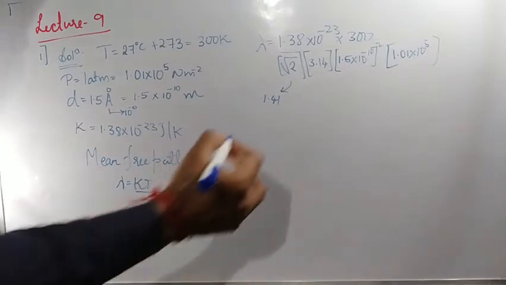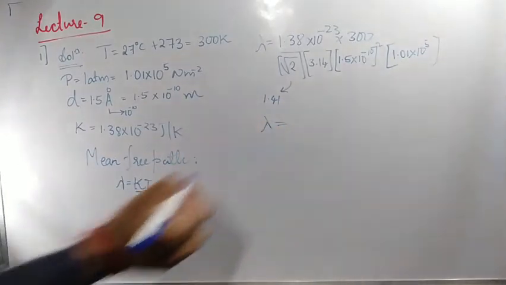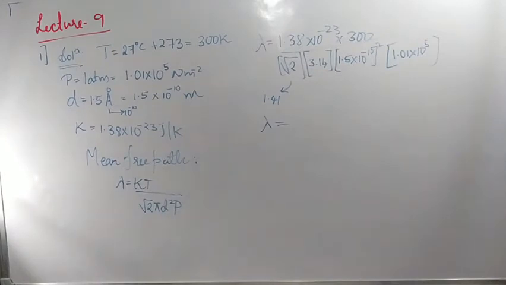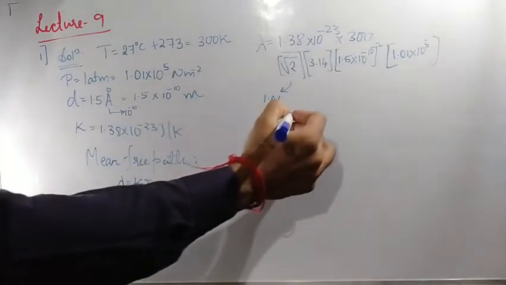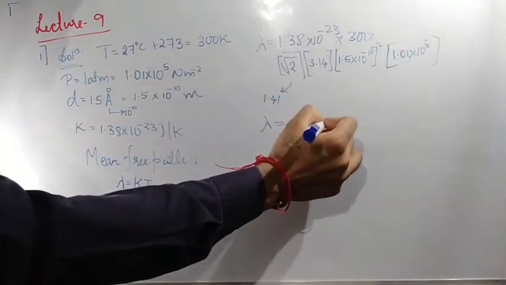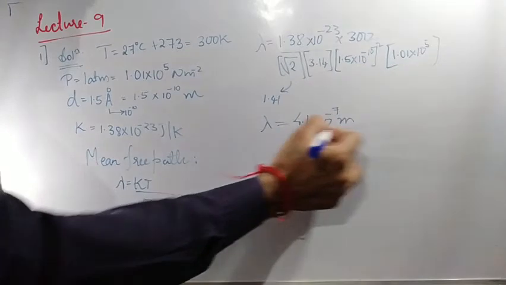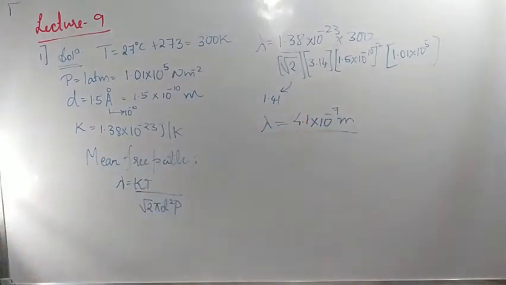Okay, so approximate lambda value you are going to get, that is nothing but mean free path value, 4.1 into 10 to the power of minus 7 meters. Cross check it once again. Okay, so we go to next question.